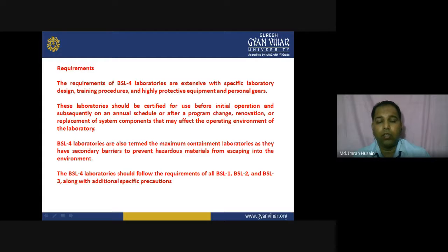Because the experimentation going on in a BSL-4 facility is of top-notch level. The most highly contagious organisms or pathogens are being studied. BSL-4 laboratories should follow the requirements of BSL-1, BSL-2, and BSL-3, along with additional specific precautions.